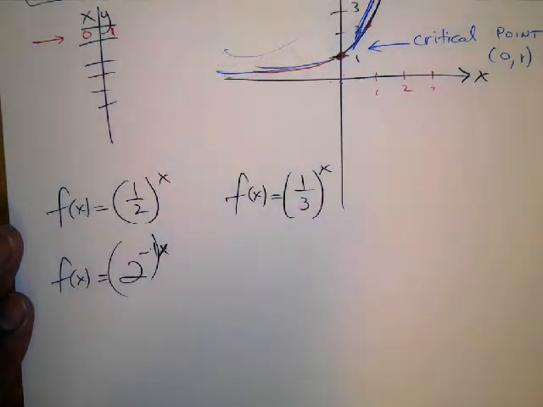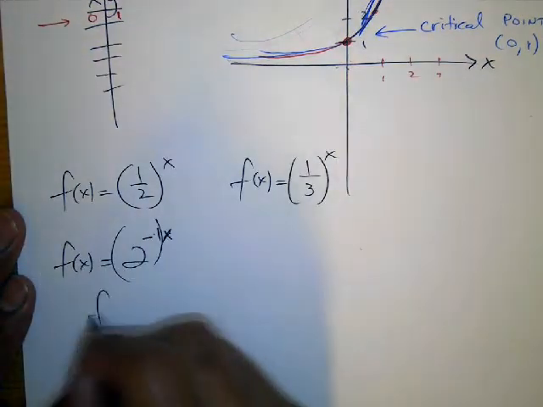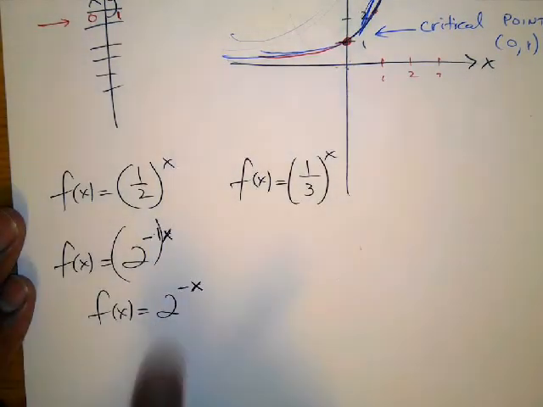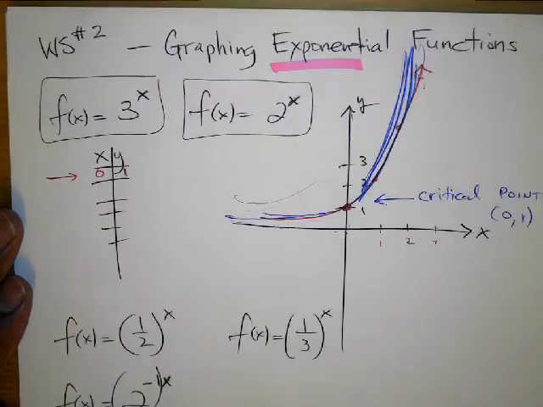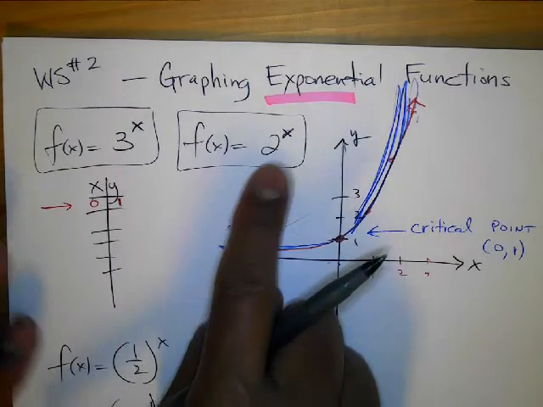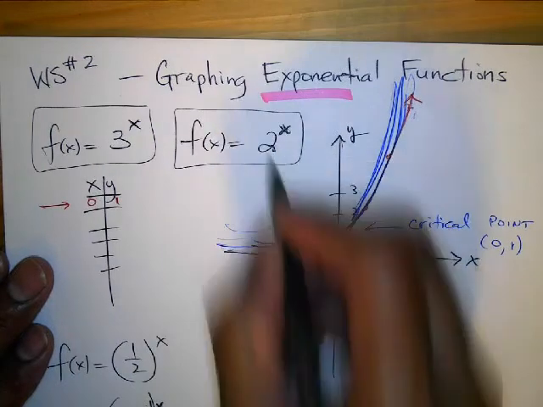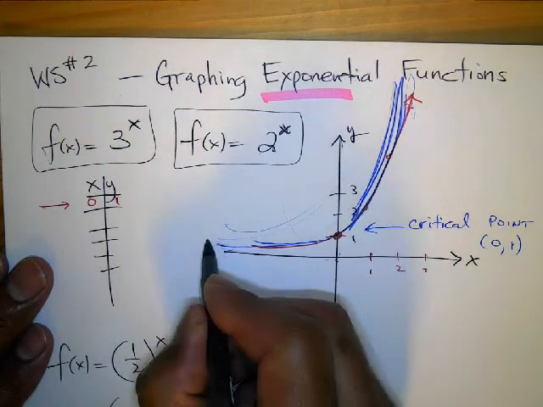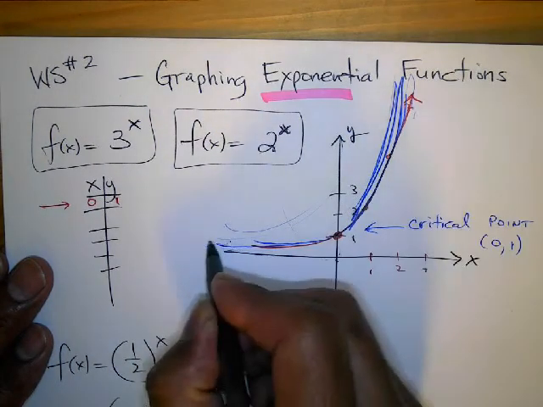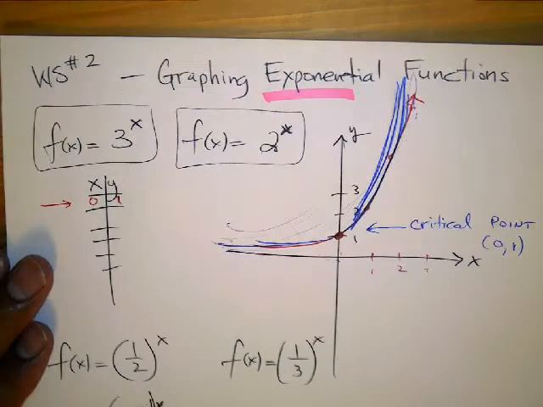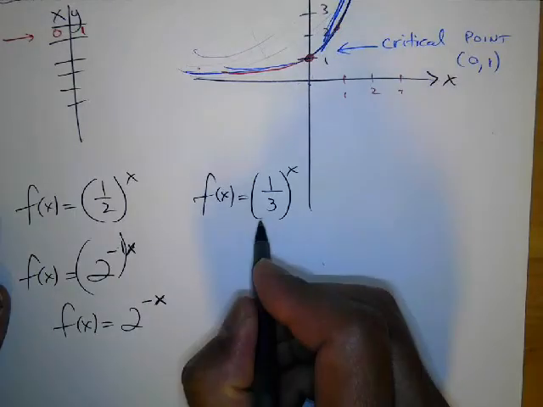Right, because it's 2 to the power of -1 times x. So really it's going to be f of x is equal to 2 to the power of -x. So look here, what's the difference? This one is 2 to the power of x, or 2 to the power of positive x. Well, guess what? If it's a positive x, where is it? It is increasing from left to right. And from left to right, it is going up because it's positive.